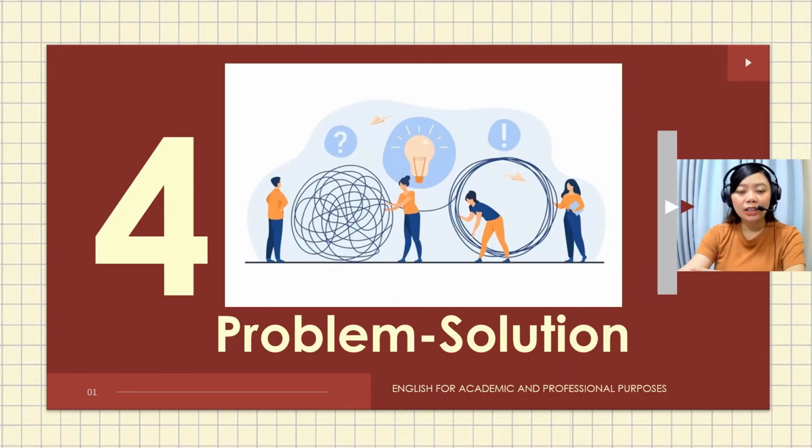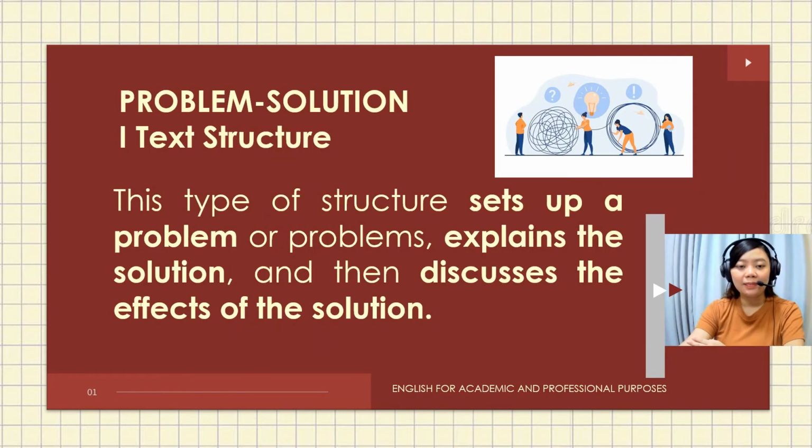The fourth text structure is what we call problem and solution, when we provide a problem and then we also provide solutions or identify some of the suggested things to do in order to solve a particular posed or raised problem in the text. So this type of structure sets up a problem or problems, explains the solution, and then discusses the effects of the solution.